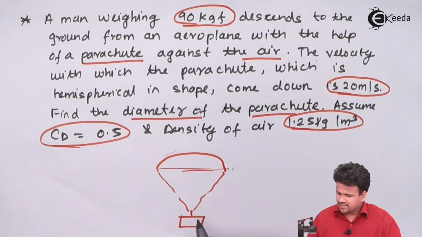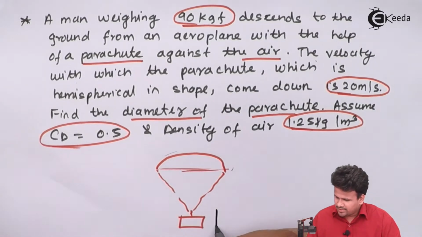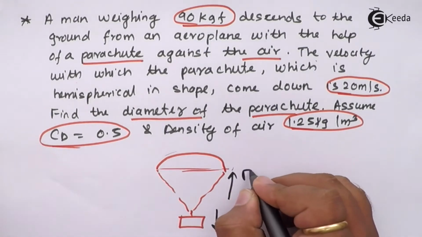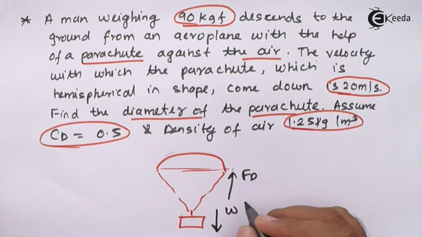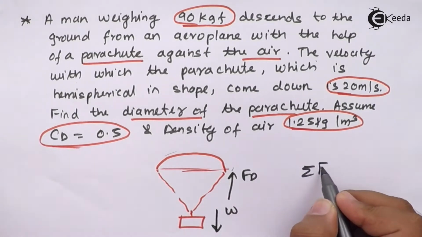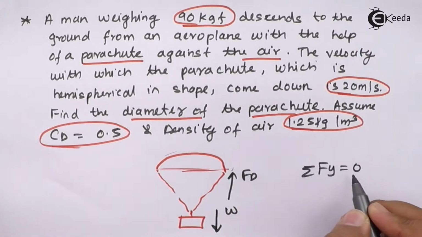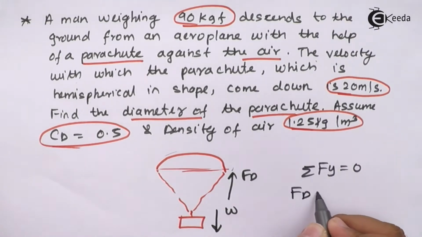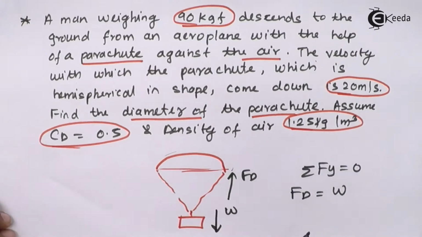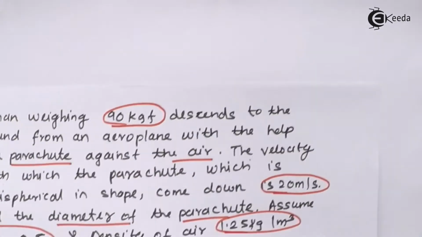Now if we look over here, the weight is going downwards but the drag force will be in the upward direction. So in equilibrium, the summation of Fy will be equal to 0. The drag force will be equal to the weight of the entire body. So now let us equate this in the equation and solve it. Before that, we'll just write down the data which we know.